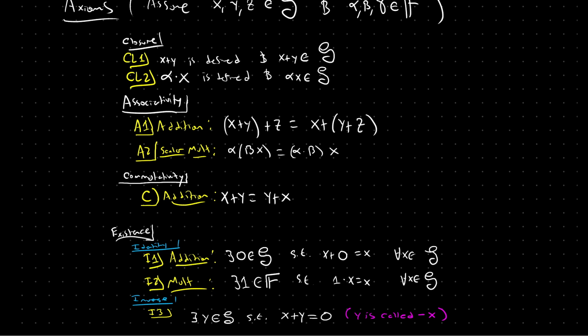And same thing for multiplication. We need some element in our field, which we typically call the multiplicative identity, typically denoted as 1, such that if we do the scalar multiplication of any vector x in our vector space S with this 1, we recapture the original vector itself, x.